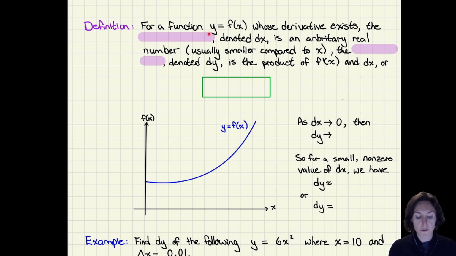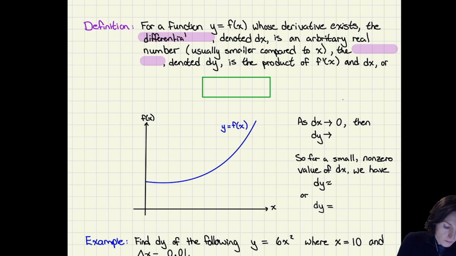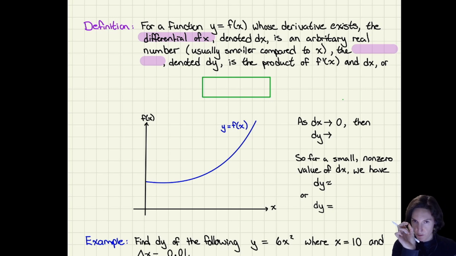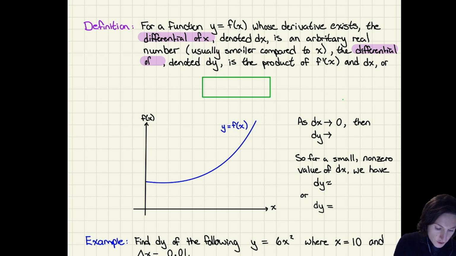So let's say that you have a function y is equal to f of x, where your derivative exists. Then we have this thing that we call the differential of x. In terms of notation, we denote it dx, is an arbitrary real number, usually smaller compared to x. So delta x means a very, very small change. x is usually just some straight up number. And then we also have the differential of y. In terms of notation, again, this is normally denoted dy.